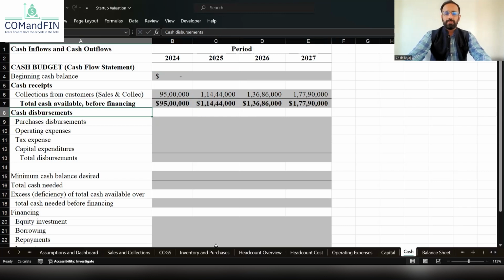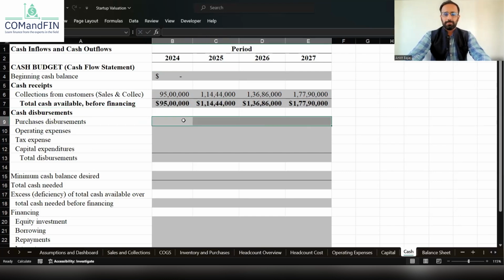So here we know that when we have purchased raw material, then we have made the payment, right? Then we have made the payment for operating expenses. Then we have made the payment for asset acquisition. So all these cash payment transactions we have to record here. So if you see here in this case, purchase disbursement, right? So we have made payment for the purchase.